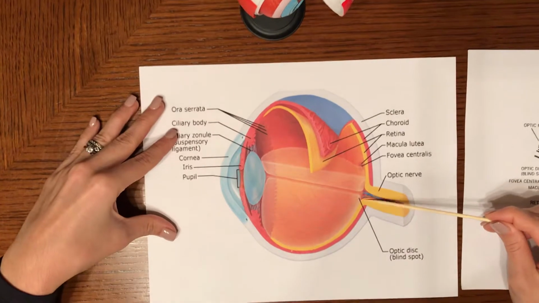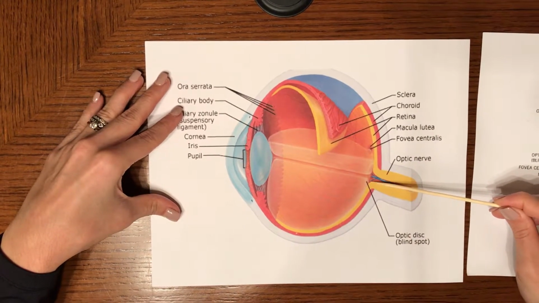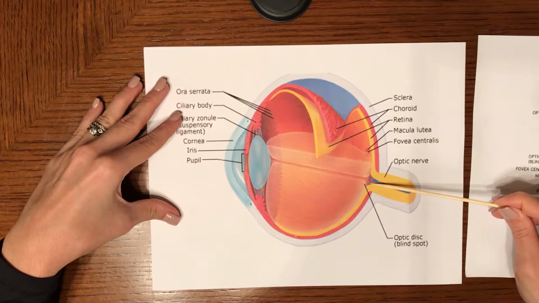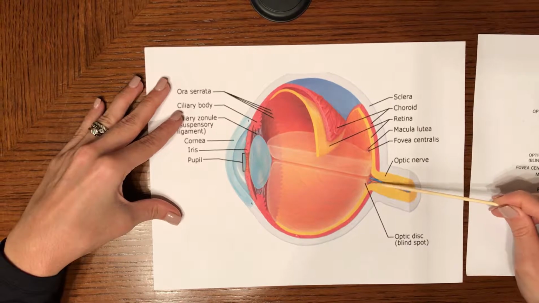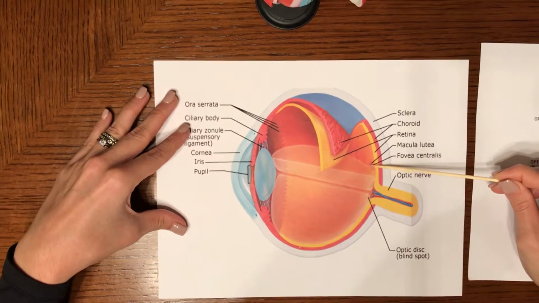Now here we have the optic disc, which is the point of exit for ganglion cell axons leaving the eye. Because there are no rods or cones overlying the optic disc, it corresponds to a small blind spot in each eye. Now here we have the macula.